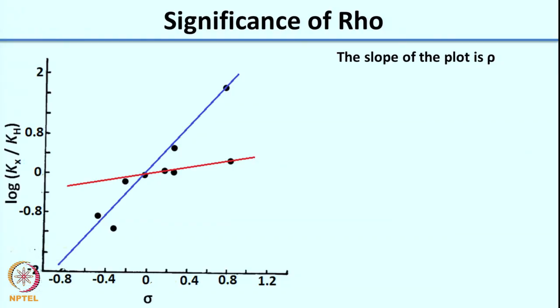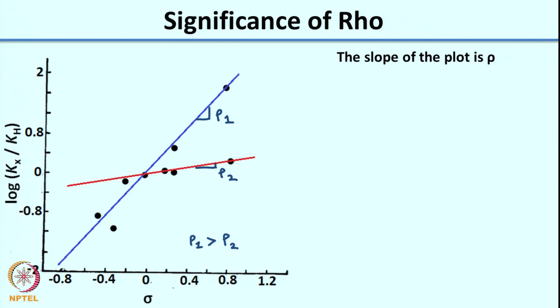So now it's very useful for us, because the slope of the plot, which is rho, gives you a lot of information about the nature of the intermediate. So now let us see what information we can get from these slopes. Here you are seeing two different slopes, one larger and one smaller. This corresponds to rho 1 and this corresponds to rho 2. And what we see here is that rho 1 is greater than rho 2.